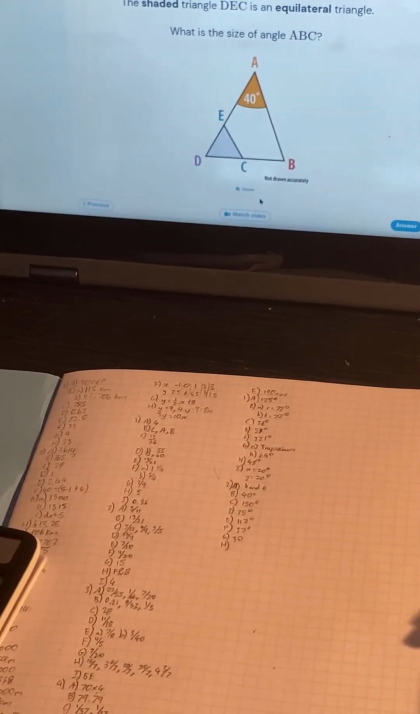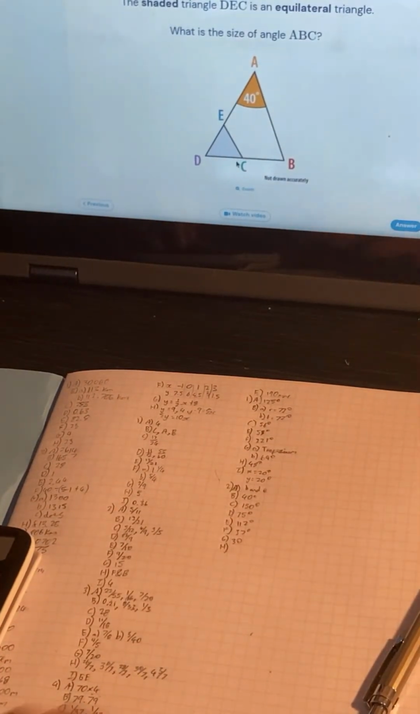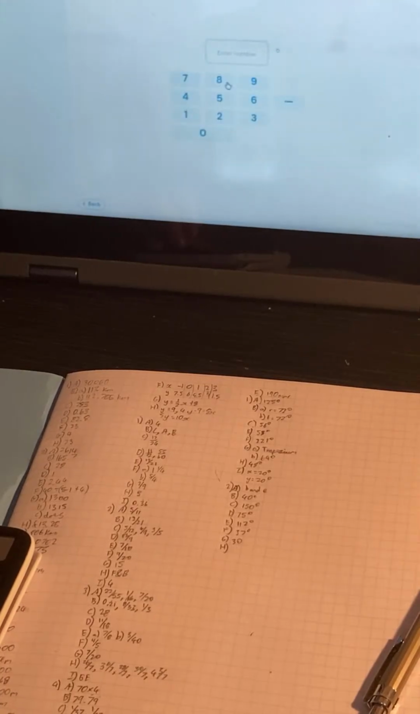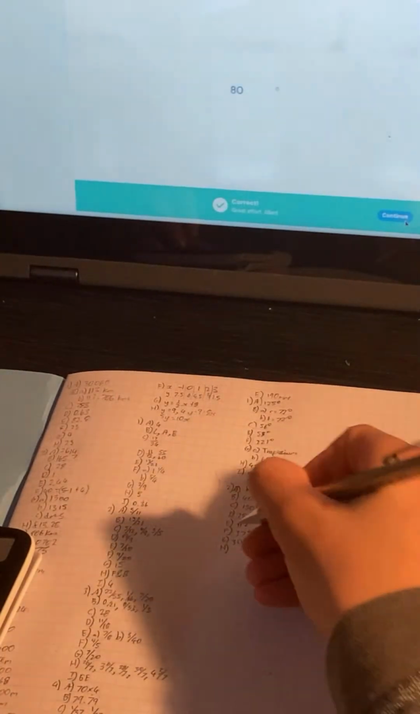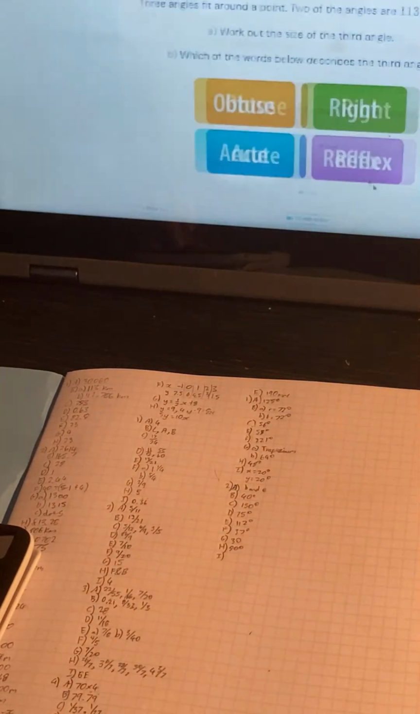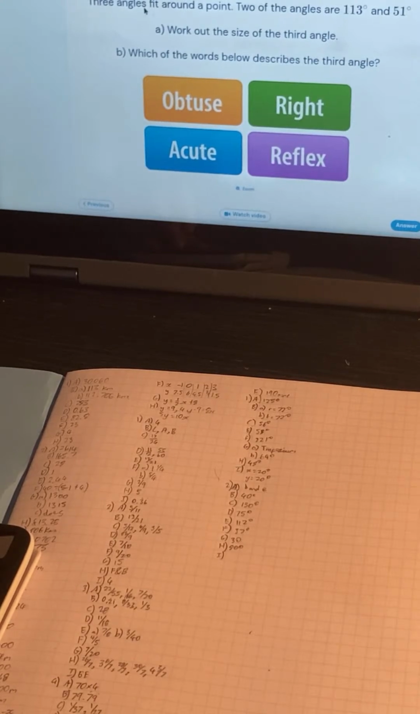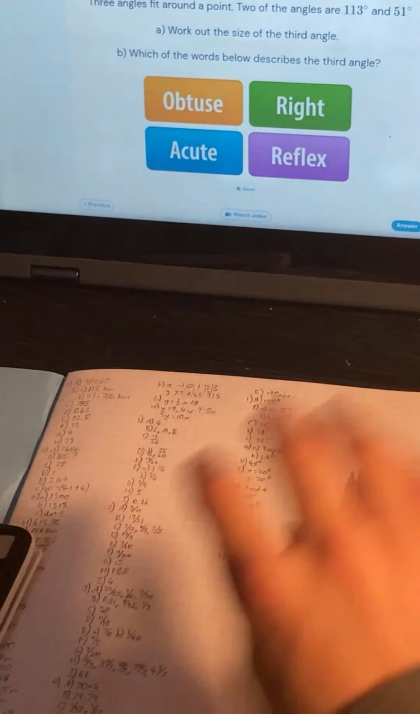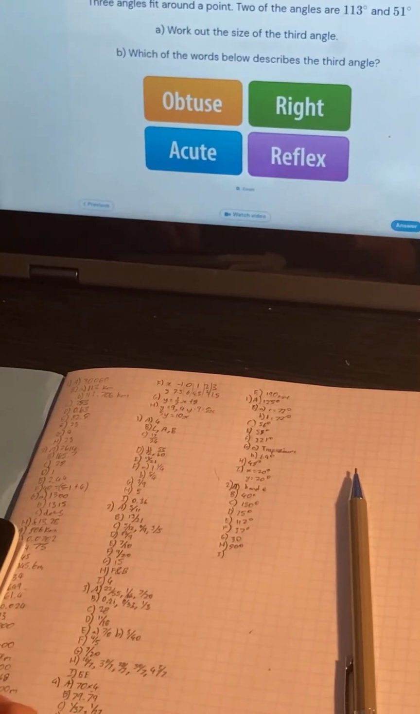Shaded triangle DC equilateral was the size of ABC. Is it similar? No, it's not similar. We can figure out that. So it's 60, 180 subtract... I. Oh, okay, yeah, I get it. Right down the side of the third angle. 360 subtract 13.